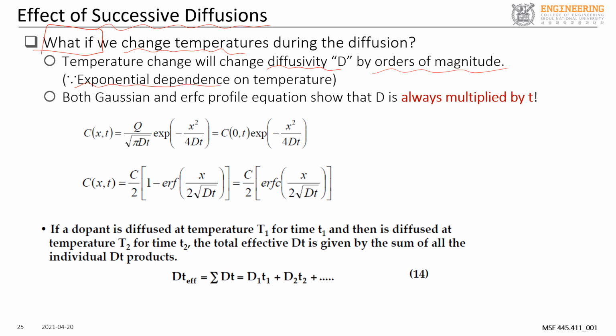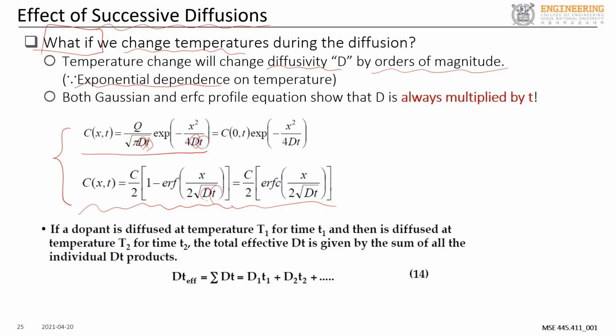It can be quite difficult to think about this problem, but if you look at these solutions, this is the Gaussian from cases number 1 and 2, and the error function from 3 and 4. You can see that the diffusivity D is always multiplied by t. Whenever D shows up, it's multiplied by t. If you had some D in here that is not multiplied by t, it would become much more difficult to model. But whenever you have D in the equation, it always gets multiplied by t.